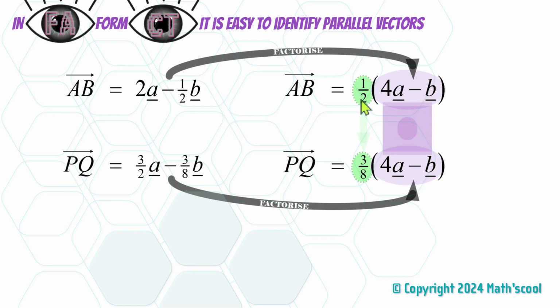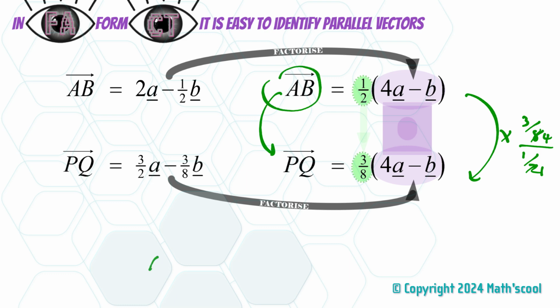So the multiplier from here to here, you find the multiplier by doing second one over first one. So the multiplier is times 3/8 over 1/2. And you can cancel that down. That's going to become a 4 and that's going to become a 1. So it gives you times 3/4. So what that tells you is that AB, the vector A to B, times 3/4 gives you the vector P to Q.